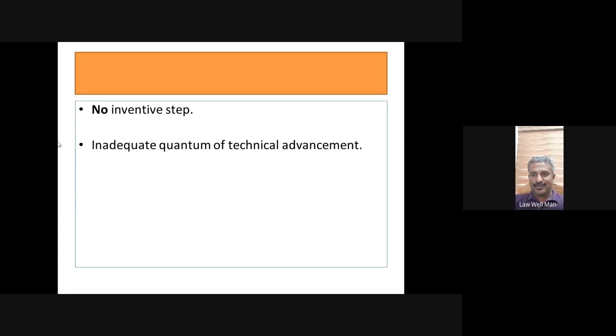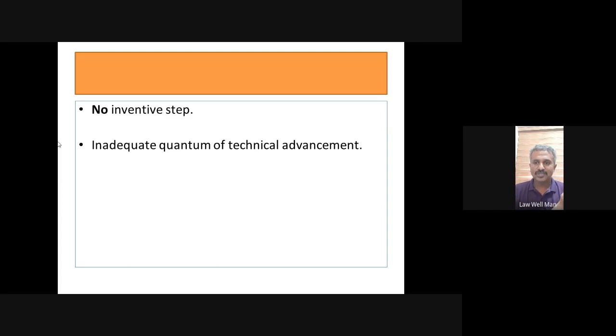To go further, inadequate quantum of technical advancement. The technical advancement, if at all it is there, which the person claims, is not an adequate quantum, adequate measure of technological advancement so as to constitute inventive step. So there is a minimum requirement of technical advancement so as to constitute inventive step. There should be some substantial technical advancement. Then only your invention will be considered as a patentable invention.